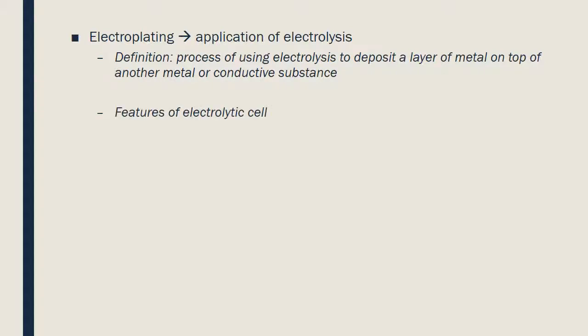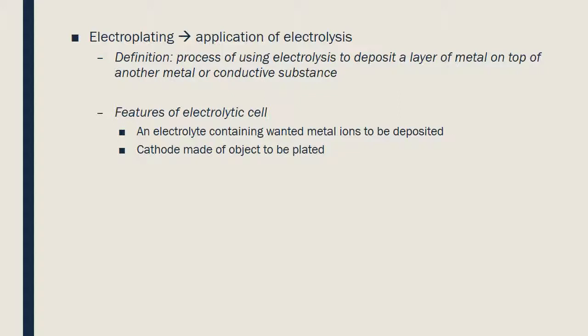So what does the electrolytic cell need to look like for this process to occur? Well, the electrolyte needs to contain the wanted metal ions that need to be deposited. So if we're trying to plate something with nickel, that means the electrolyte needs to be made with nickel. The cathode needs to be made of the object to be plated. So if we're trying to plate silverware with silver, we need to actually have the fork, spoon, or knife submerged as the electrode into the electrolyte, in which the electrolyte has silver in it.